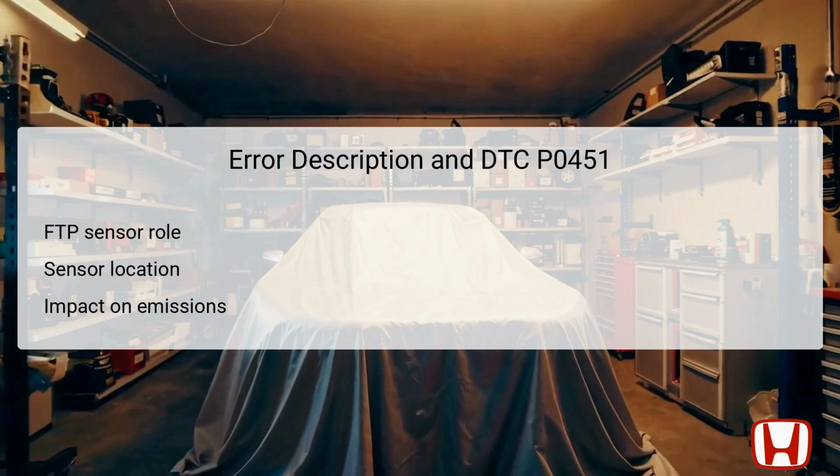The FTP sensor, or fuel tank pressure sensor, is instrumental in detecting the vapor pressure in the fuel tank. Its location is typically found near the top or side of the fuel tank, facilitating accurate pressure readings that are sent to the engine control module, ECM.